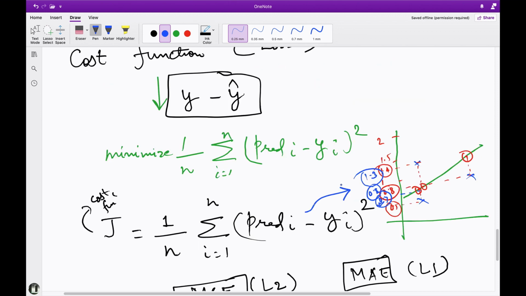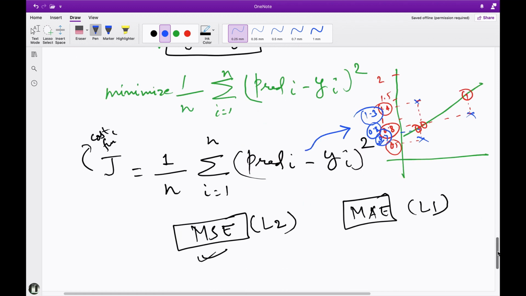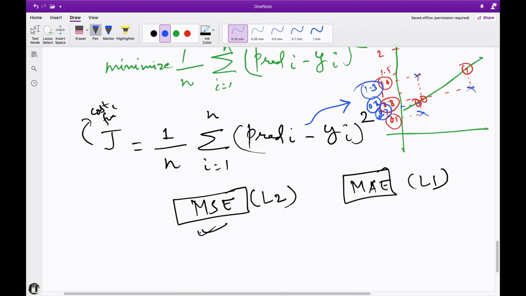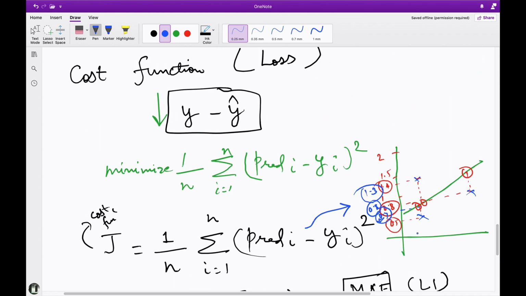Why do we take this difference, square it, then do the summation and divide it? Because we want to get the average cost of the whole data. And now, using this MSE function, we are going to change the values of m and c, and that will give us the minimum MSE value. This way we improve the accuracy of our model.